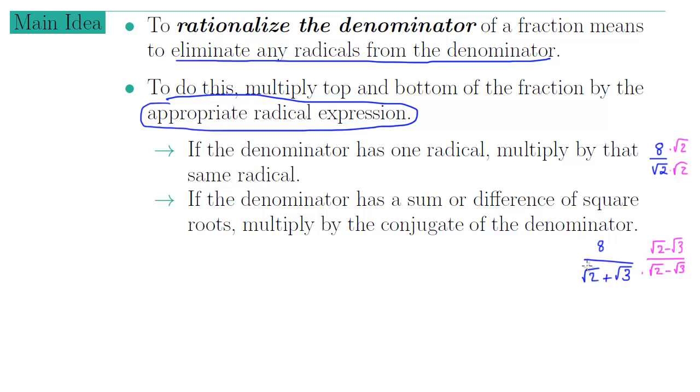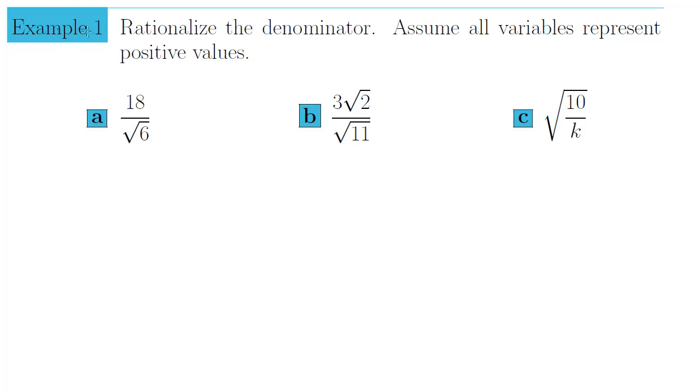Right. So let's go ahead and try to put this strategy to practice, right? Looking at some examples. So on to our first example. The instructions say rationalize the denominator. In part A, we're given the fraction 18 over the square root of 6. So remember, rationalizing the denominator means to get rid of any radicals in the denominator. So for part A, we have to get rid of this root 6. Now you'll notice that there's only a single radical in the denominator here.